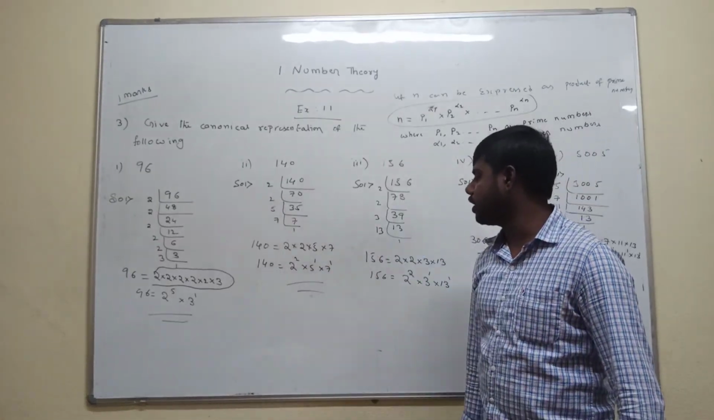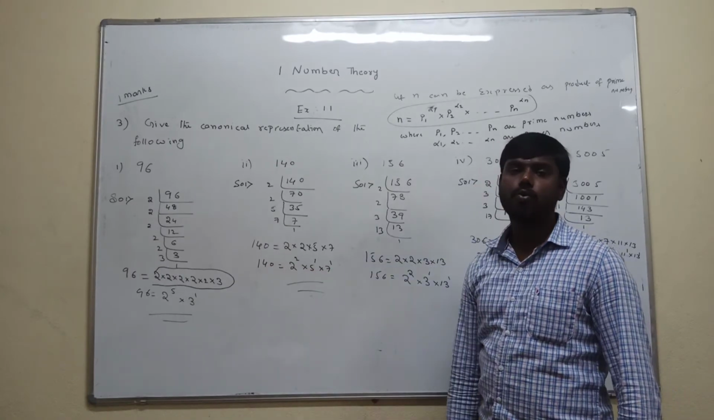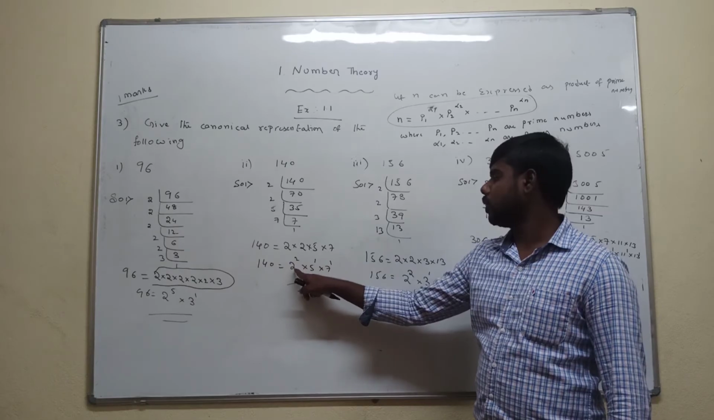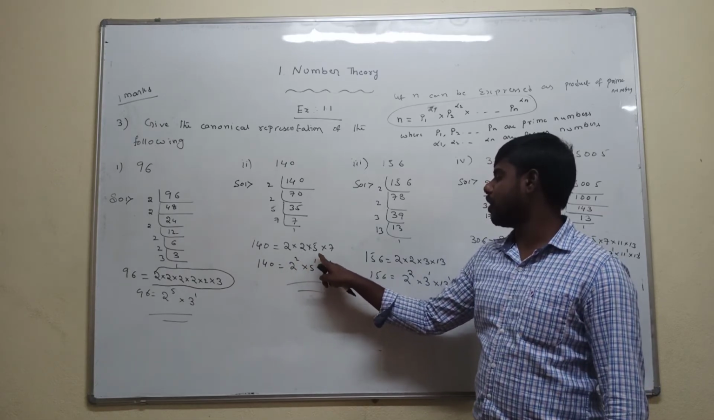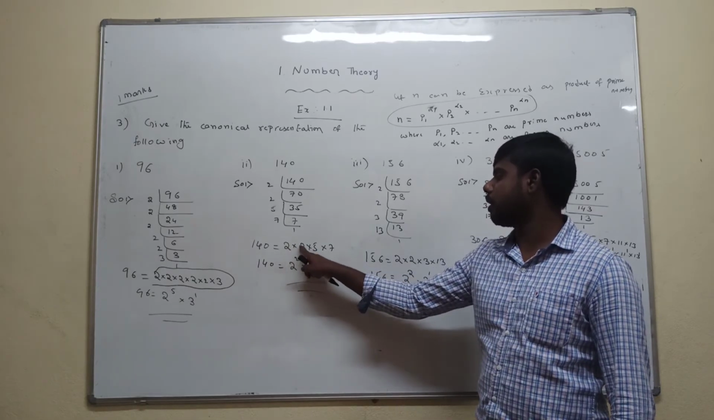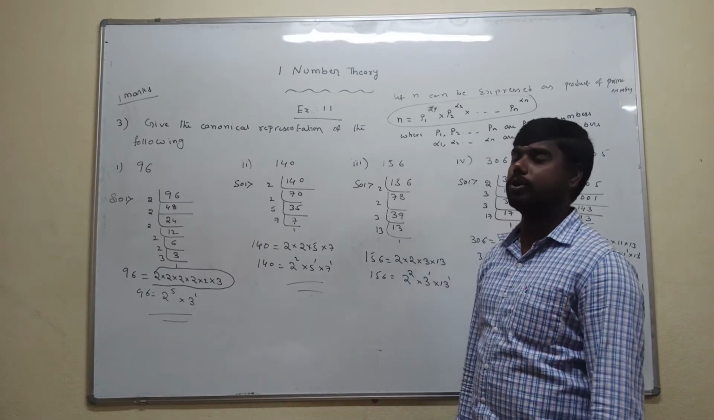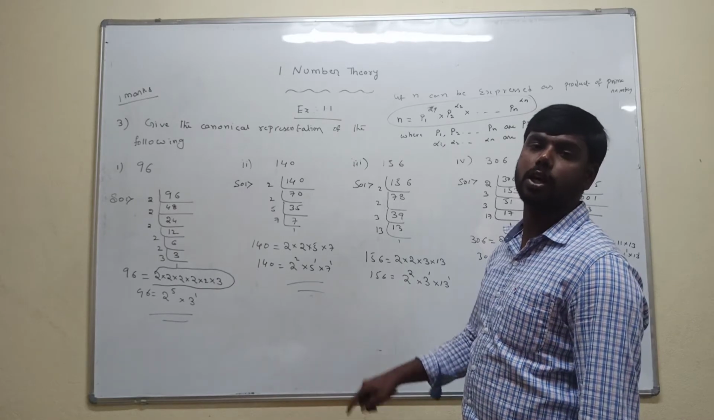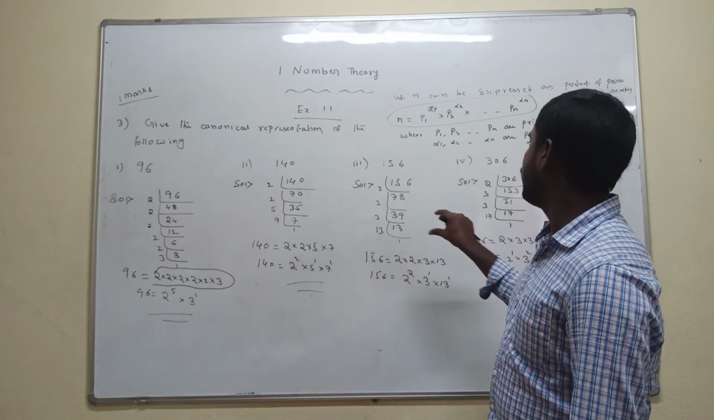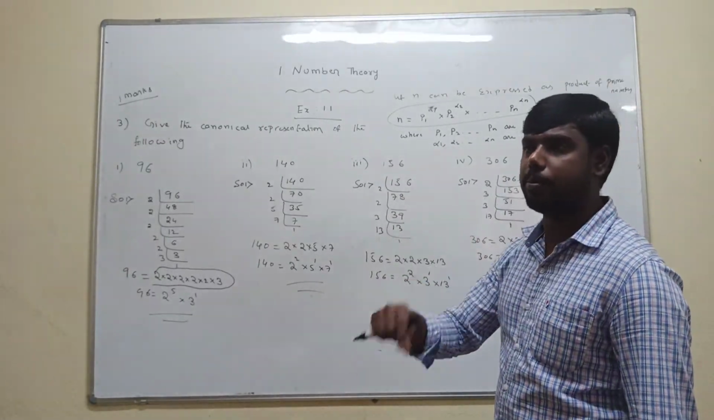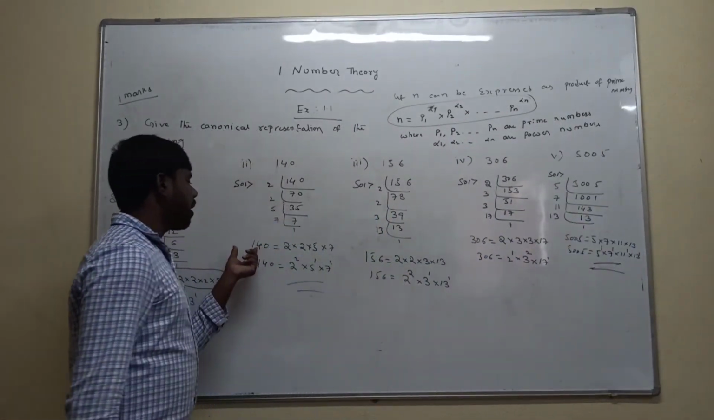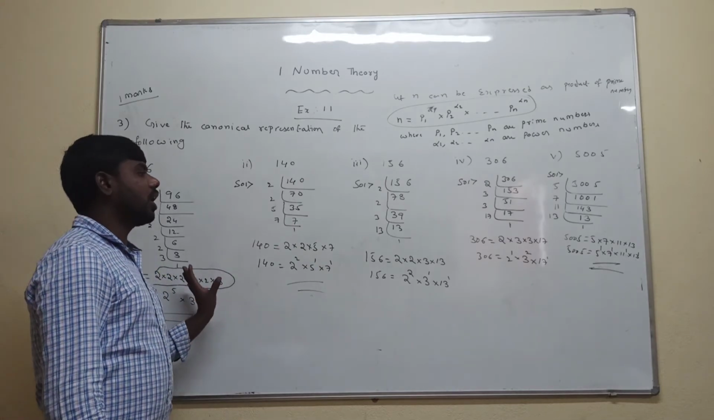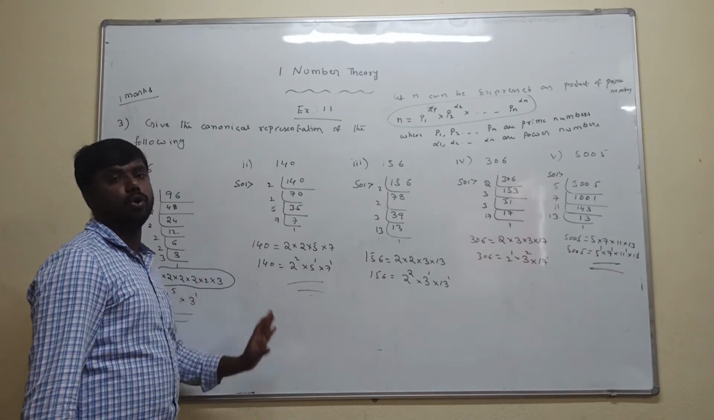See, the second question: 140 can be written as 2 square into 5 power of 1 into 7 power 1. Because 2 is repeated 2 times, 5 is repeated 1 time, 7 is repeated only 1 time. So like that, for all the questions, by using the division method, finally each number is expressed as a product of prime numbers. So like that we have to solve the questions.